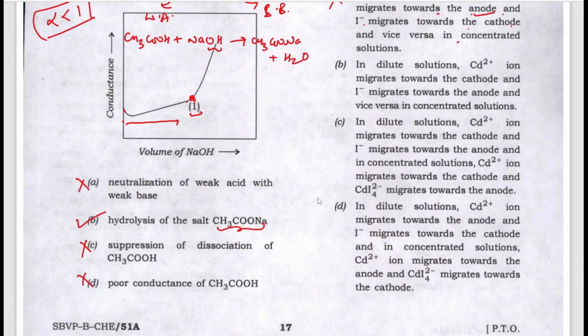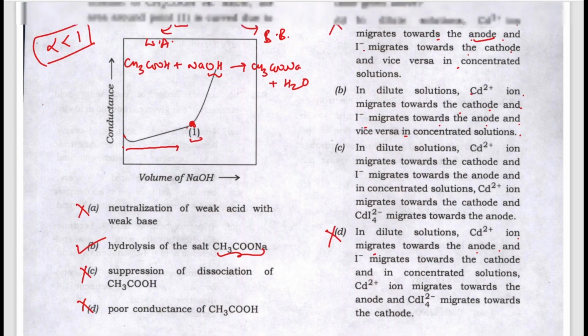Now the D statement is also incorrect in this question. They are saying cadmium 2 positive migrates toward anode. So this statement is also incorrect. So we have to choose B or C. Cadmium 2 positive migrates toward cathode and I negative migrates toward anode, and vice versa in concentrated solution. So there are two options.